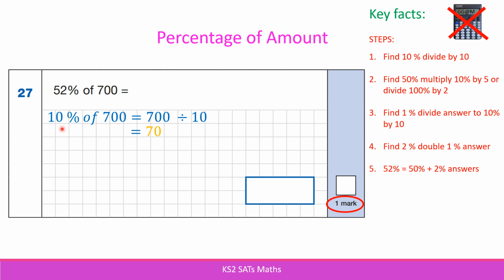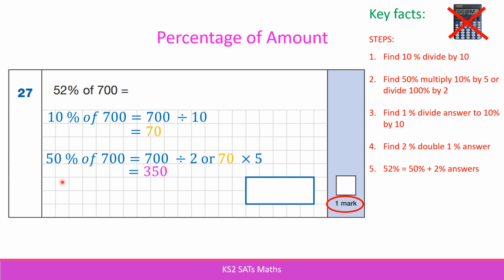Now once I've got 10%, I need to work out 50%. There are 2 ways of doing this. I can either take the number I started with and divide it by 2, so halving 700: half of 600 is 300, half of 100 is 50, so that's 350. Or I could do my 10% times 5. 7 times 5 is 35, add on a 0 is also 350. So there are 2 methods there to work out 50%.